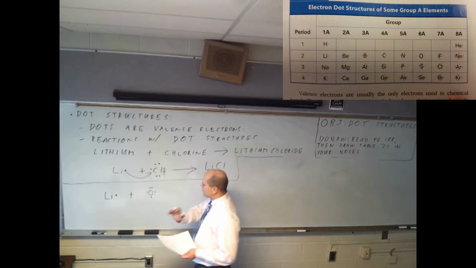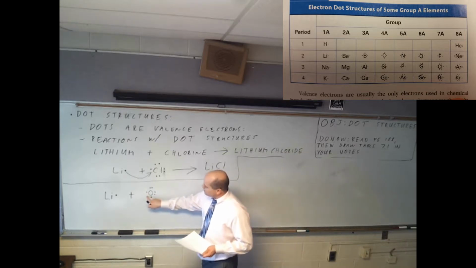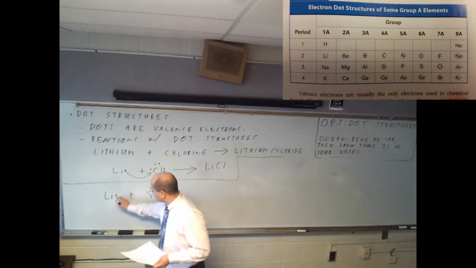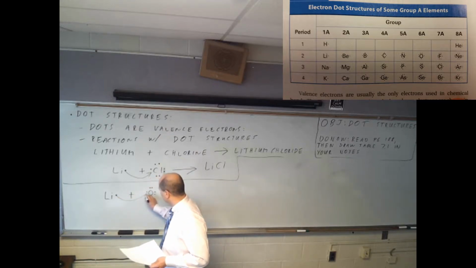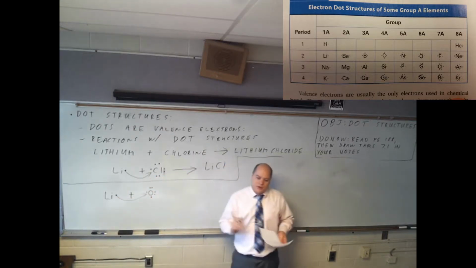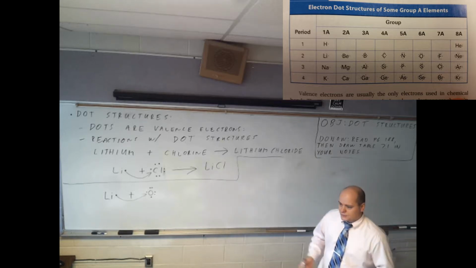And this is the point of the whole lesson, so make sure you get this. Oxygen needs 2 electrons. This lithium only has 1. It's going to take 1 from that lithium. It's going to have 7. Now what happens? You need 1 more. Where's it going to come from?